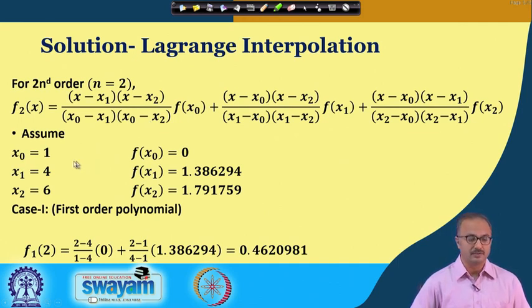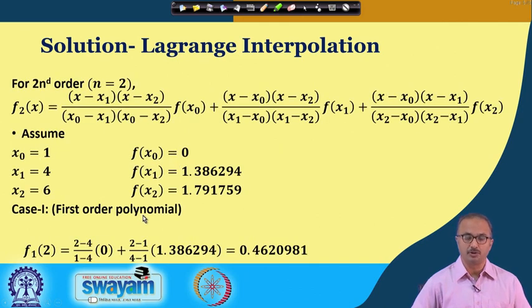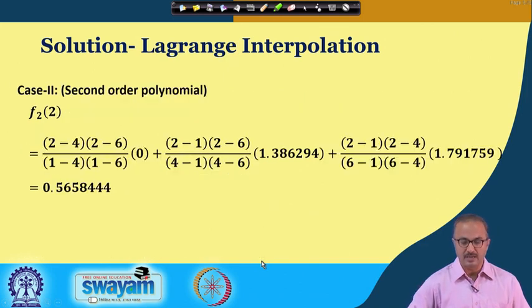So let us first go with this: if you take a first order polynomial with the points 1, 4, 6, we find that f(x0) equals this, and here we plug in the values and we get this value for ln 2, and this is the first and second order polynomial. You can easily see that our exact value was 0.61 something, and by first order we are getting 0.46, and by second order we have improved to 0.56.